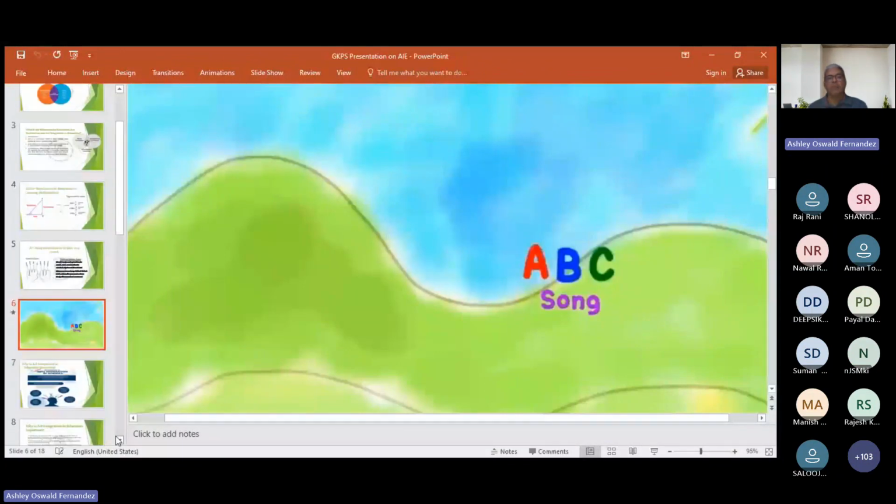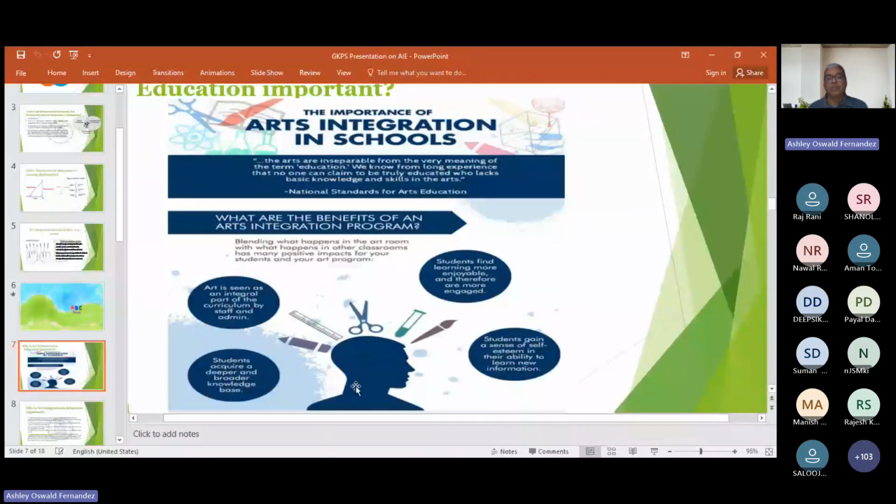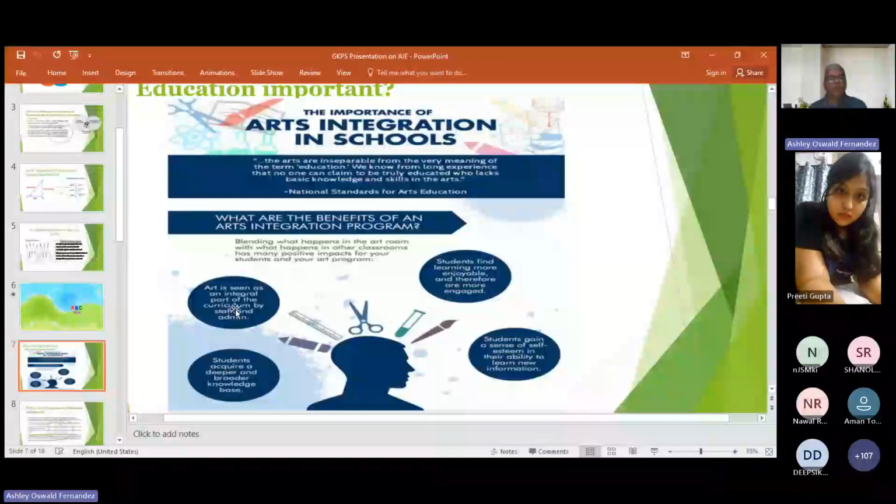Now, what are the benefits of art integration programs? What are the simple benefits? You can see from here, the screen says it all. It's an inseparable form of education. Art is definitely an inseparable form of education. As I said earlier, art is not only fine art, any performing art is also an art. Now I'll take you through this.